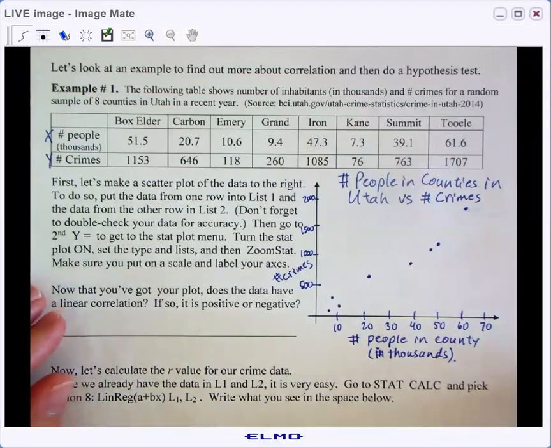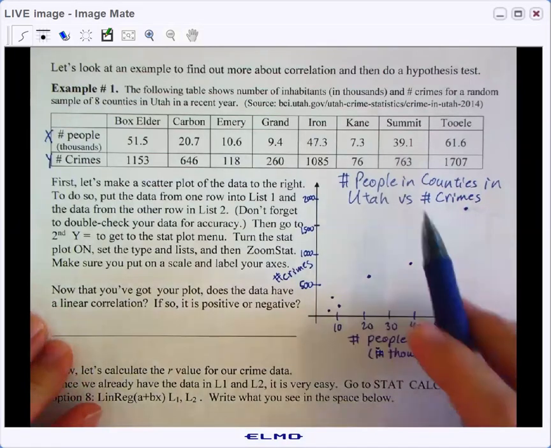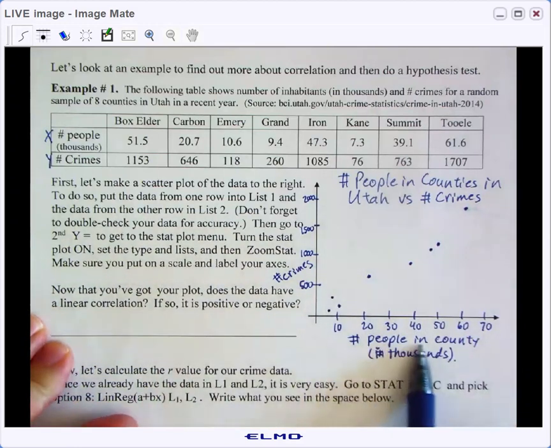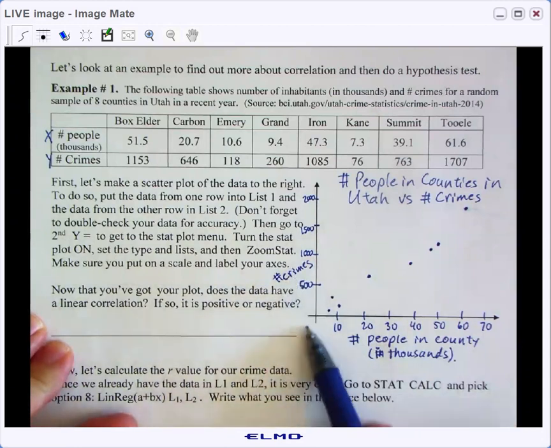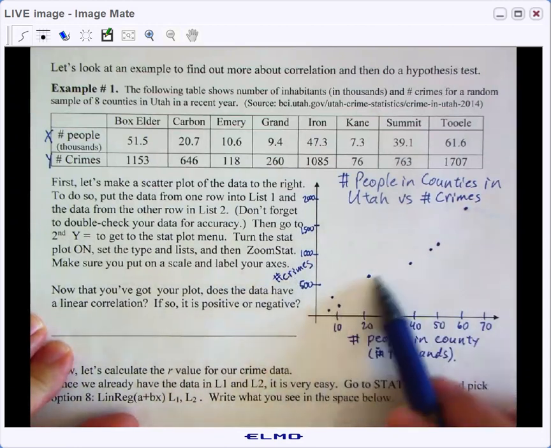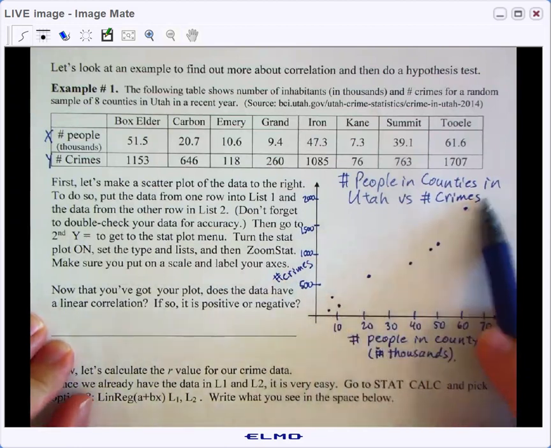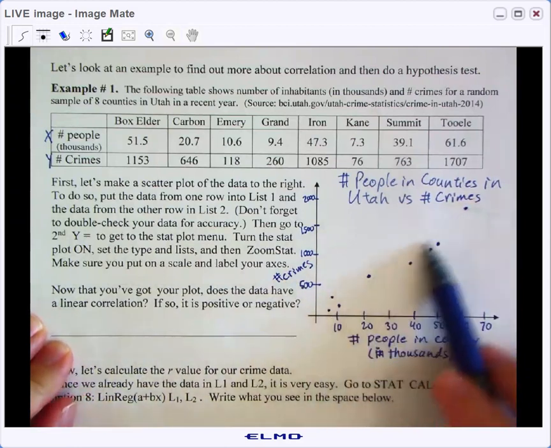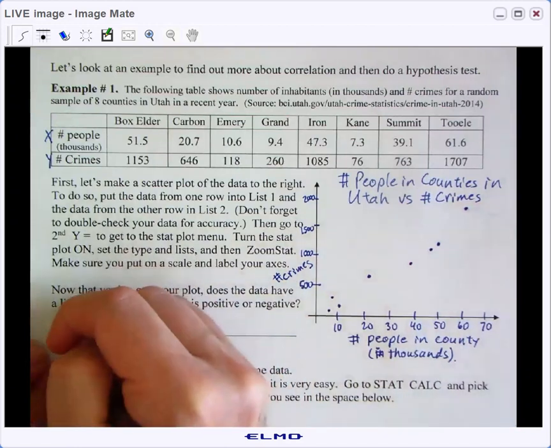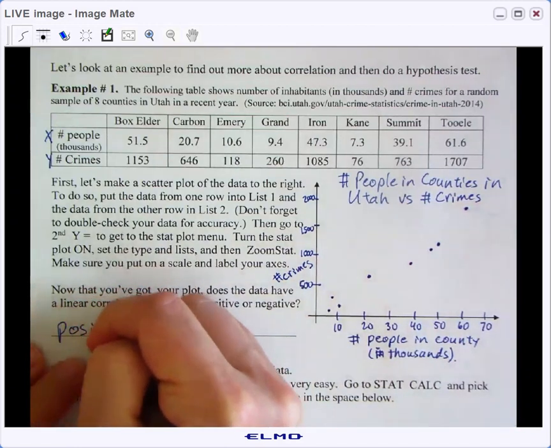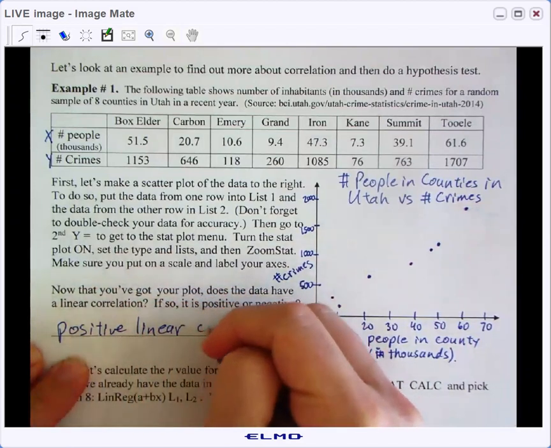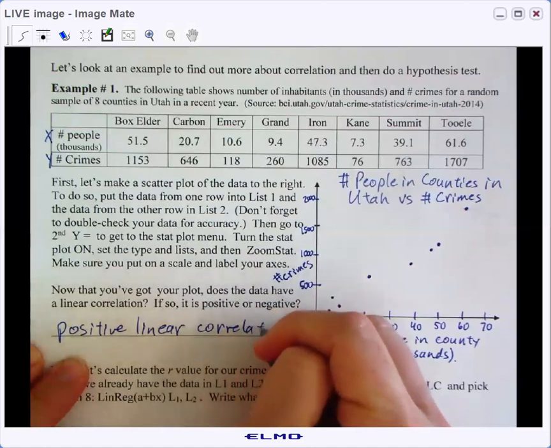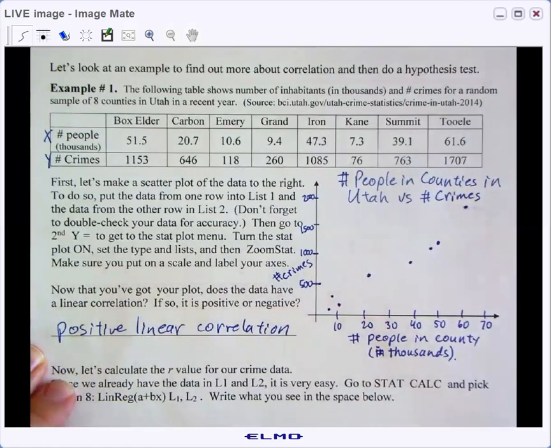Welcome back. Last time we were working on this problem where we were comparing the number of people in the county to the number of crimes committed in the county. My scatter plot looks like this, and those look really close to a straight line with positive upward slope. So yes, this has positive linear correlation, or at least we are pretty confident it does. We're actually going to do a hypothesis test on it a little bit later just to verify that, but it certainly looks like it.